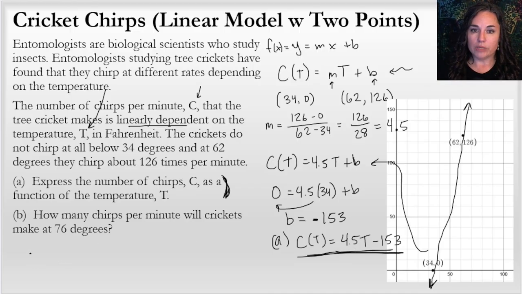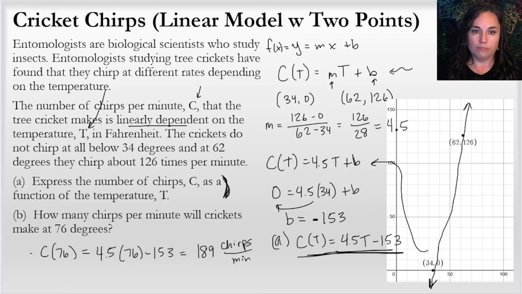Part B asks, how many chirps per minute will the cricket make at 76 degrees? Well, I have a temperature, so it seems all they want me to do is put 76 into the equation that I just found. So I'm going to take 4.5 and multiply by 76 and then subtract 153. And when we do this, you can do that math in your head. You'll get 189. And this will be chirps per minute.